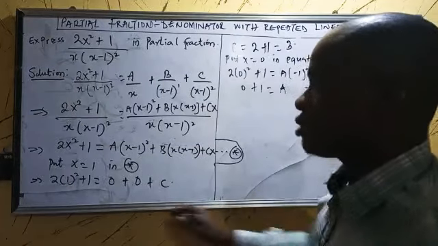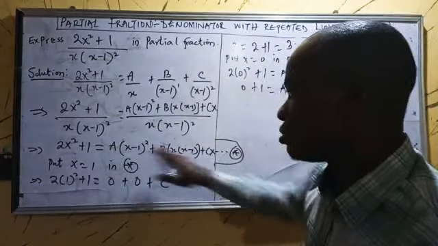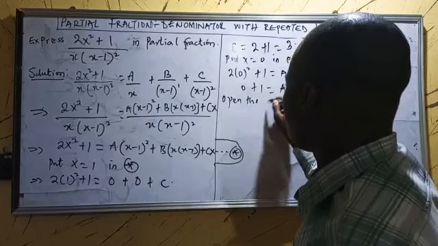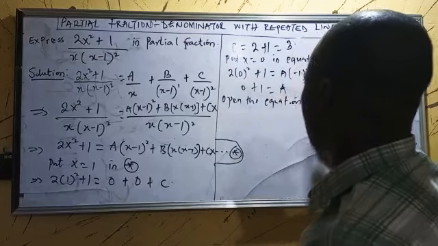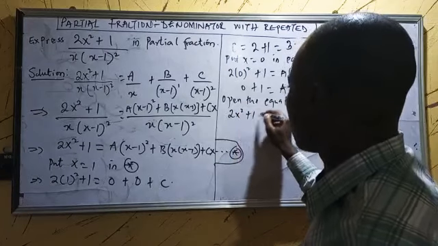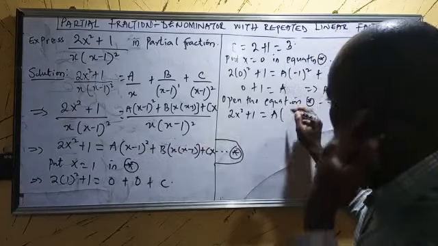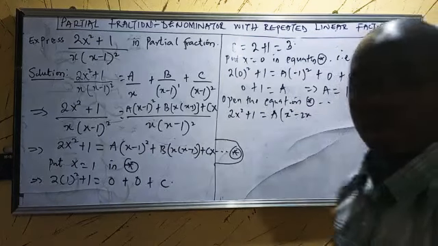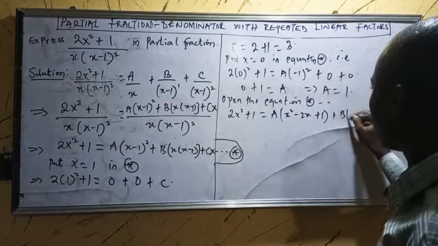So now we come back to this equation again. We try to open the bracket, that is, expand equation 3. So we are going to have 2x squared plus 1 equals to a. If you open this one, you are going to have x squared minus 2x plus 1, plus b into brackets.